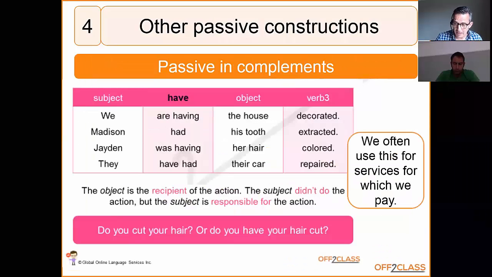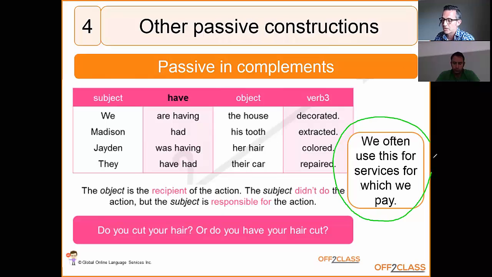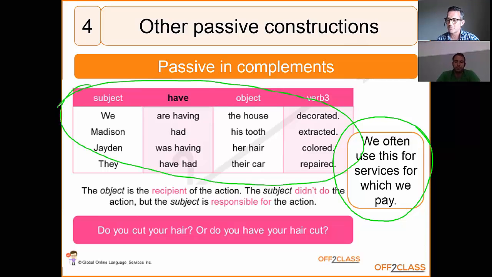Okay, coming on to the passive in complements. This is generally taught, I think, at an intermediate level or perhaps a little bit higher. But the main thing to introduce to students is that native speakers like to use this construction or these verbs, particularly when they are services that we have paid for. So you can go on here, give some examples. These are generally not particularly difficult for students to learn, but it is an essential form to practice because we really do use this a lot in spoken English.